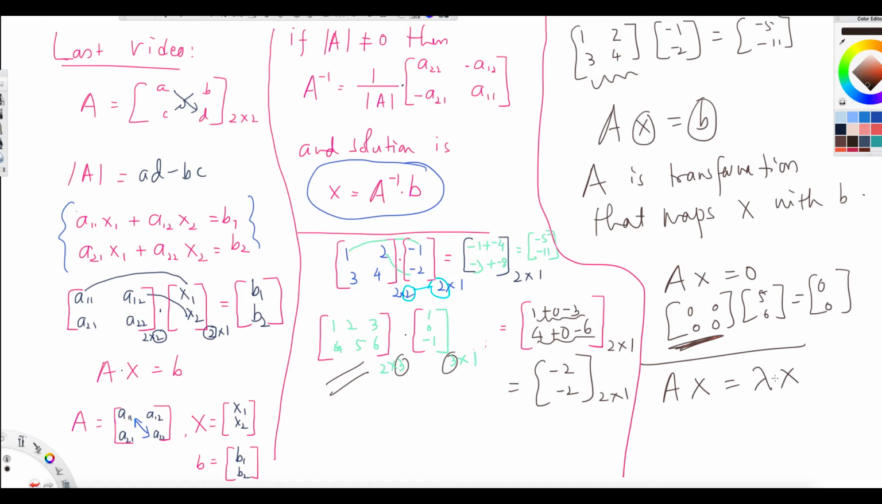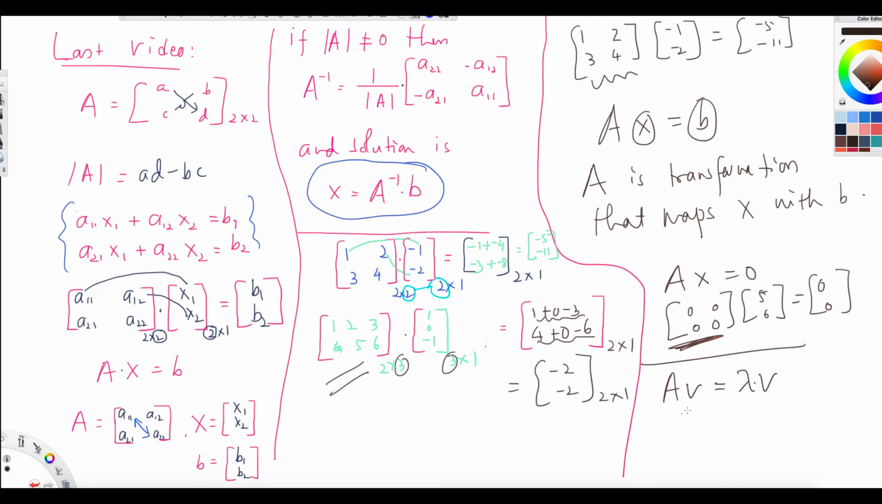Lambda is a constant, okay? Sometimes a matrix A can map a vector X, or a column matrix X, to a multiple of it. Lambda is a number, a multiple of that X. In that case, instead of X, I would write V, since this is just one column, let me write V as a vector. So sometimes a matrix A can take a vector V to its multiple. So lambda is a number.